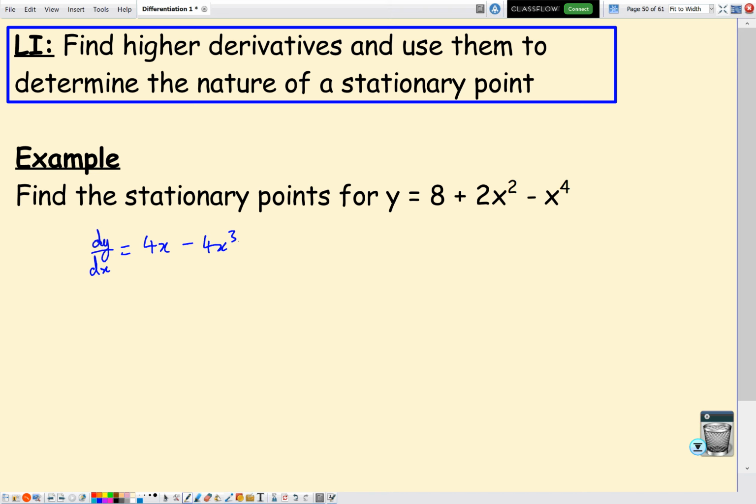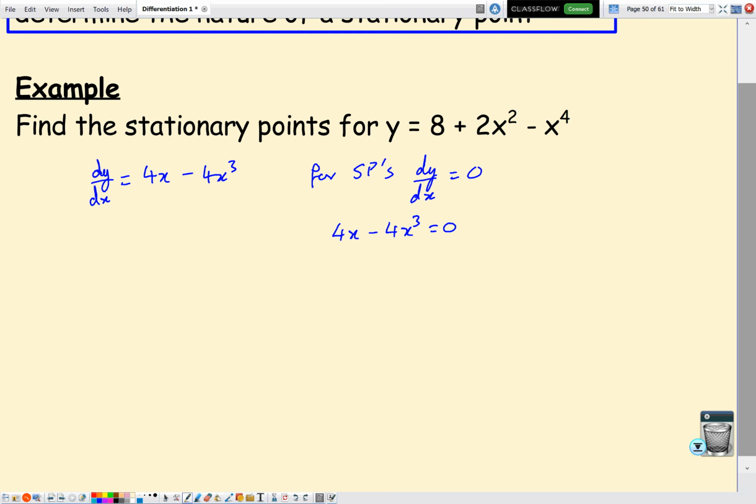Okay, so for stationary points, we're going through all the same process as we would do it at higher. dy by dx is equal to 0, so 4x minus 4x cubed is equal to 0. Now we're still not doing anything particularly new here.